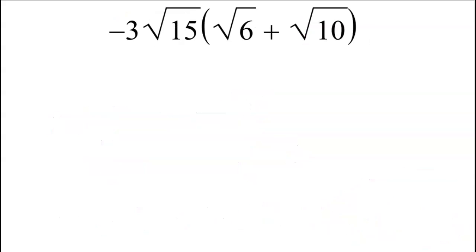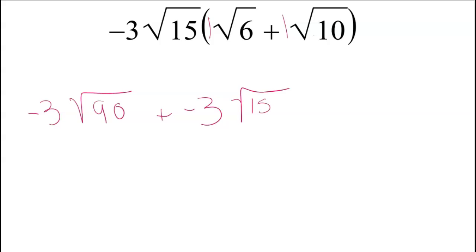Okay, let's try this one. You know that there's little ones in front of here, right? Negative 3 times 1, negative 3. 15 times 6, 90. 15 times 6, 60 plus 30 and 90. Okay, negative 3 plus negative 3. 15 times 10, 150. Okay, are there perfect squares that we can pull out of these?